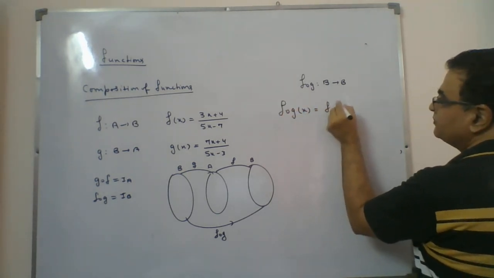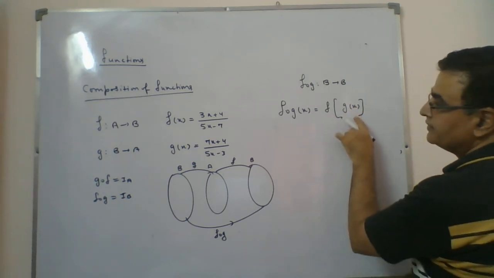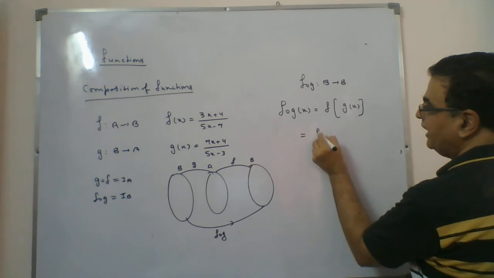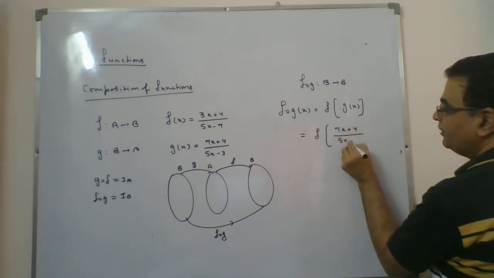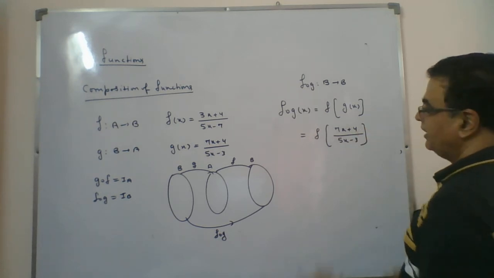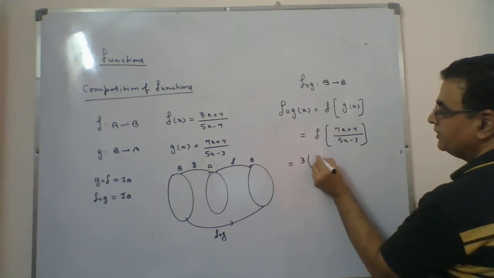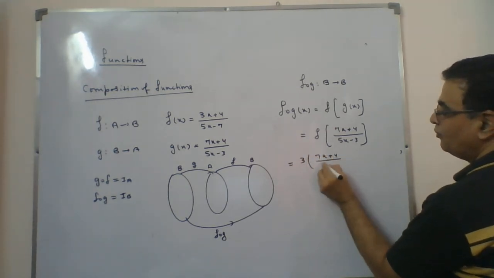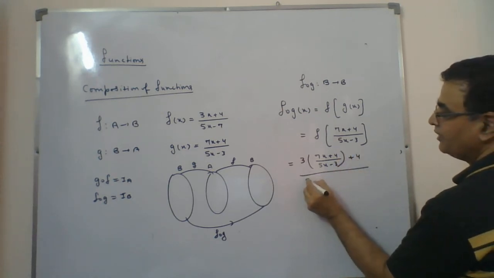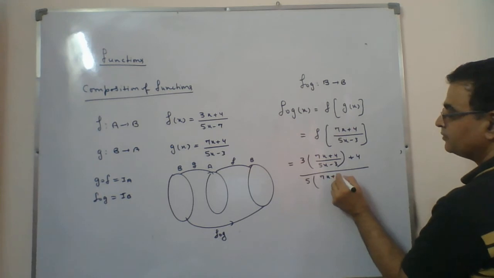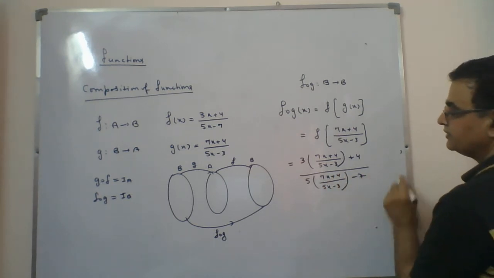FOG of x comes out to be F of G of x here. G of x is what? This is the value. This will be F of (7x plus 4) by (5x minus 3). And it is x now, so x will be here. So we will write 3 times (7x plus 4) by (5x minus 3) plus 4, divided by 5 times (7x plus 4) by (5x minus 3) minus 7.